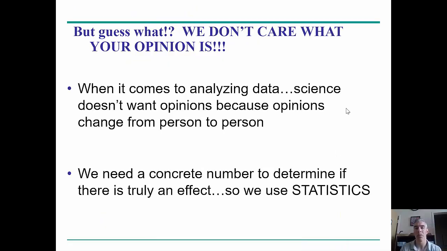But the problem is we cannot just look at data and determine these things with our eyes. We have to do what are called statistics. We have to analyze the data using computer programs because, as we talked about in the previous video, you have to worry about bias. Bias can creep in even when we don't want it to, right? We don't care about opinions. Opinions can change from person to person. We need a concrete number to determine whether or not there's truly an effect of an independent variable on a dependent variable.